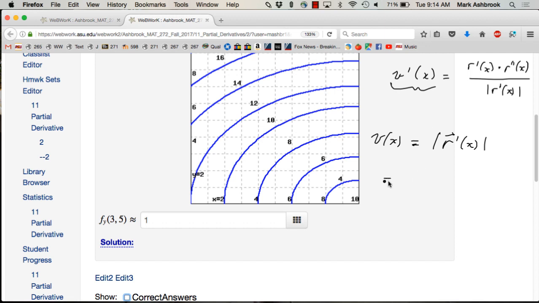So what is that? The magnitude of r prime would be basically f prime of x, g prime of x, h prime of x, all divided by the square root of each of those things squared, right?